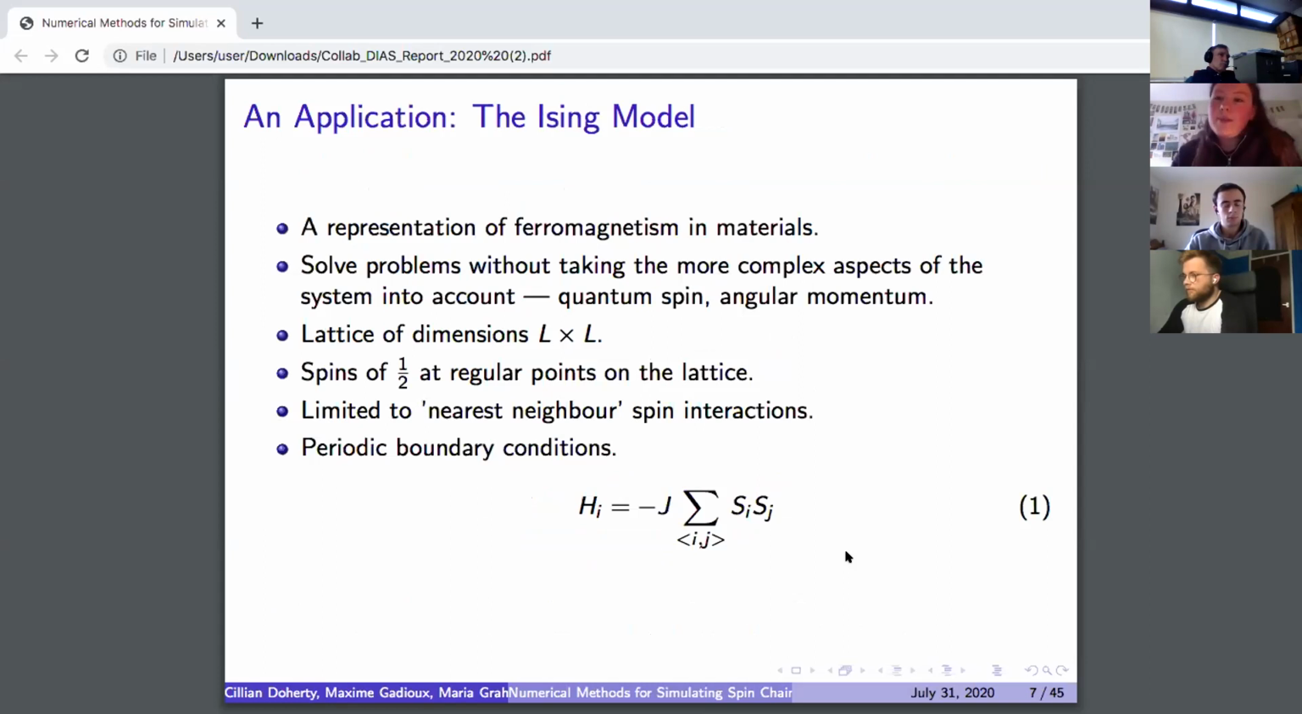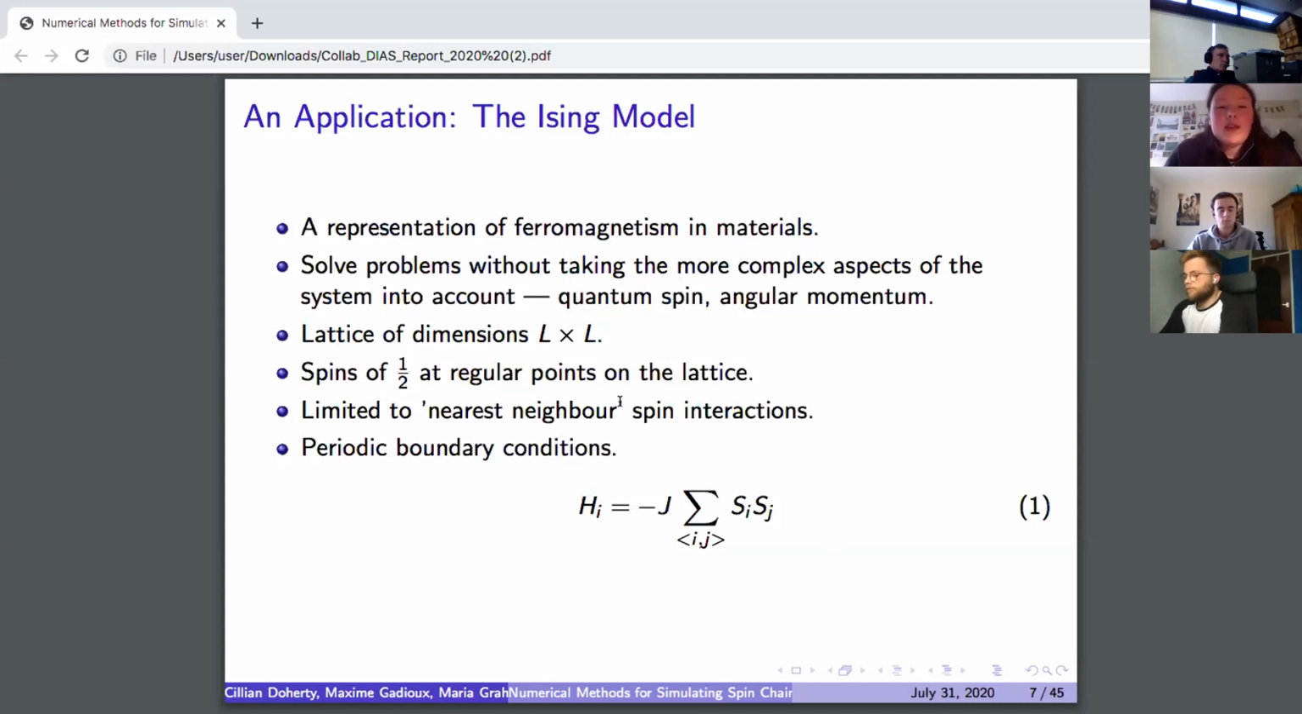Okay, so an application that we studied using this method was the Ising model. It's a way to study the behavior of ferromagnets, and allows us to solve problems without taking the more complex aspects of the system into account. So the model is set up as follows. You take a lattice of dimensions L by L, and then you place spins of 1/2 at regular points on the lattice. So there's 2 spin states, up or down. And then these spins are limited to nearest neighbor interactions.